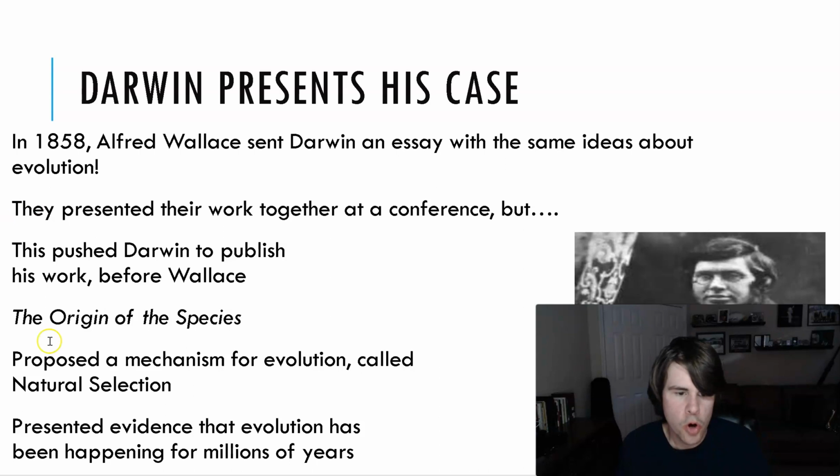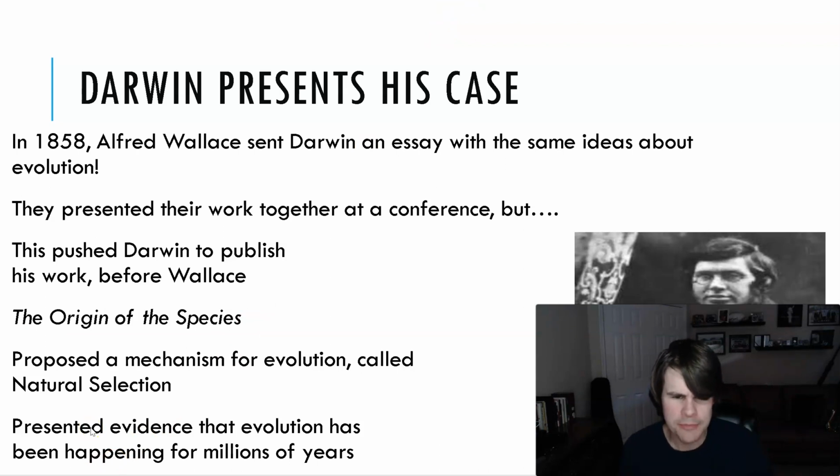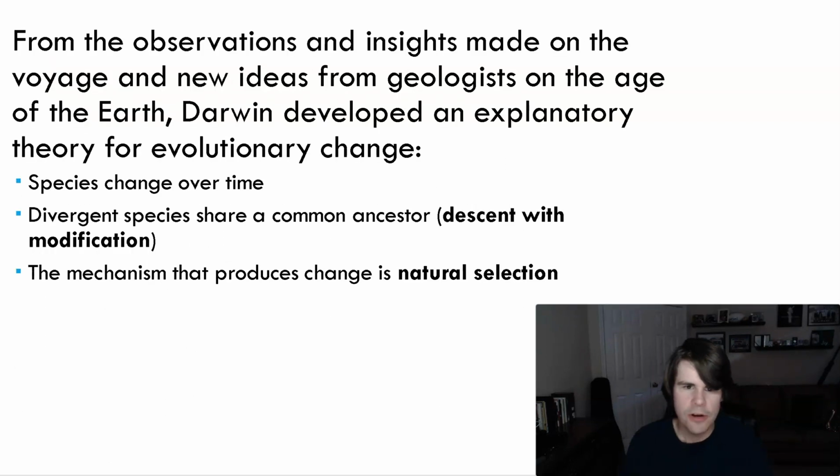And he wrote those thoughts in his book, The Origin of Species, a classic work in the life science realm. It proposed a mechanism for evolution called natural selection. It proposed and explained the evidence that he saw on his trip that evolution has been happening for millions of years. So from the observations and insights made on the voyage and new ideas from geologists, Darwin developed an explanatory theory for evolutionary change. So number one, species change over time.